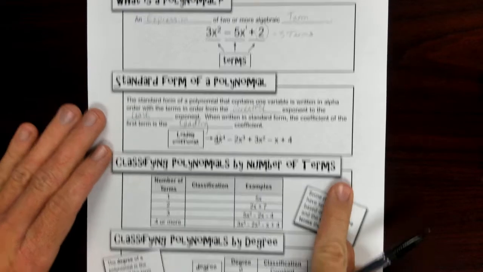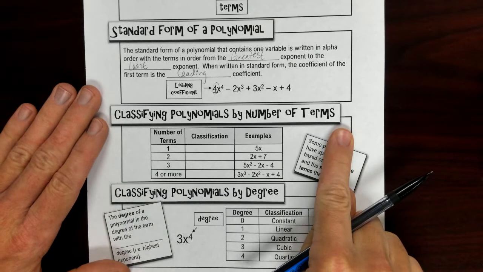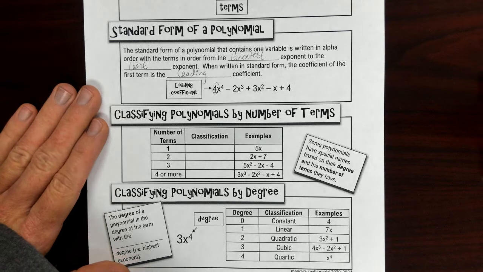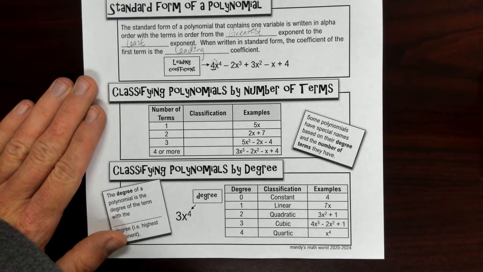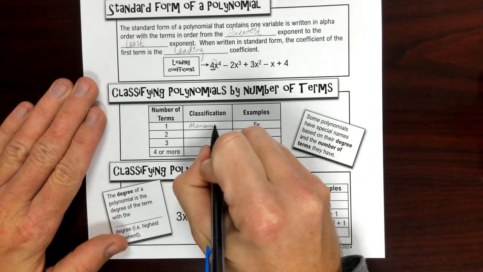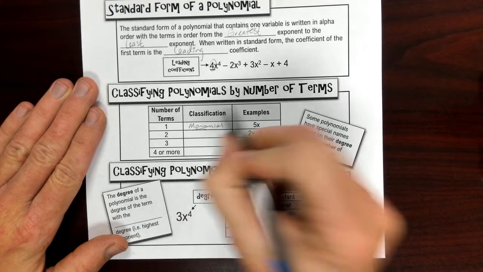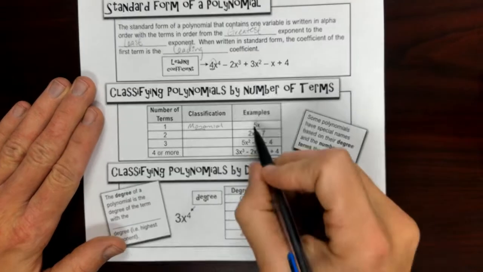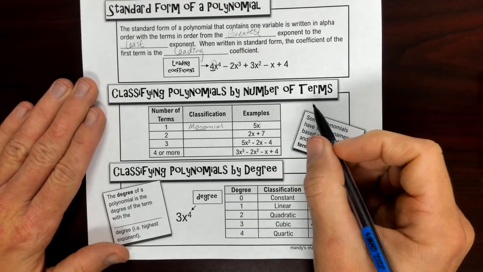Now, classify polynomials based on the number of terms. Okay, so if it has one term, we would call that a monomial. Mono means one. So this 5x is just one term.